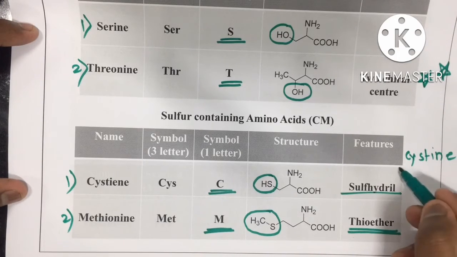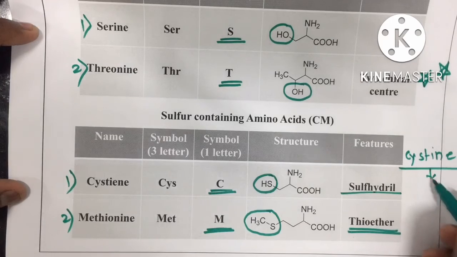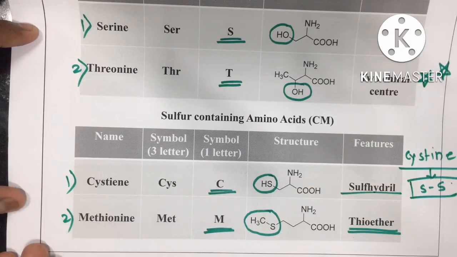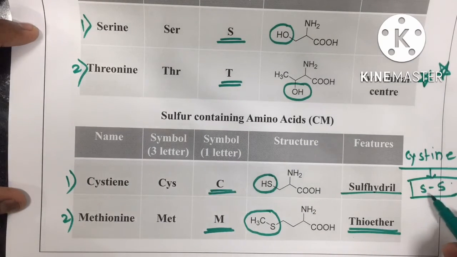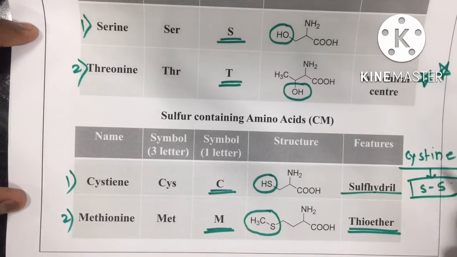Spelling is also different from the cysteine, that is the cystine. It contains the disulfide linkage, right? Means oxidation of cysteine gets converted into cystine, which contains the disulfide linkage. So basically cysteine contains a sulfhydryl group, methionine contains a thioether group, and cystine contains the disulfide linkage. So these two are very important. This one is just the oxidation product of the cysteine, right?